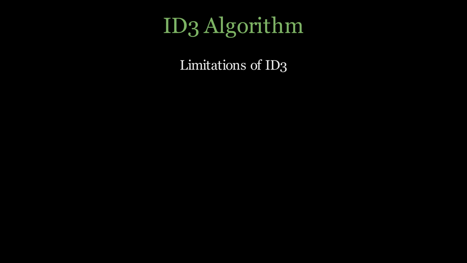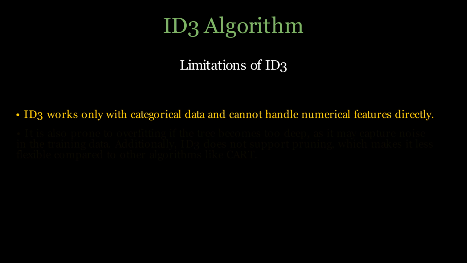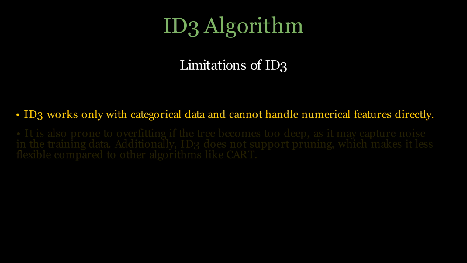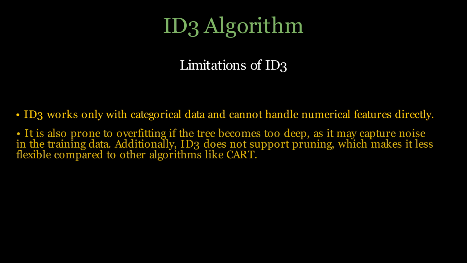Limitations of ID3. ID3 works only with categorical data and cannot handle numerical features directly. It is also prone to overfitting if the tree becomes too deep, as it may capture noise in the training data. Additionally, ID3 does not support pruning, which makes it less flexible compared to other algorithms like CART.